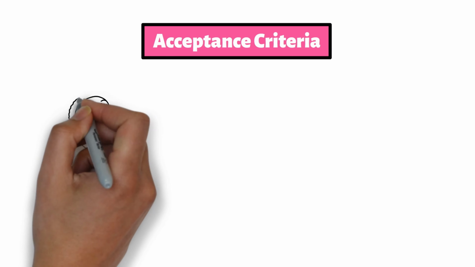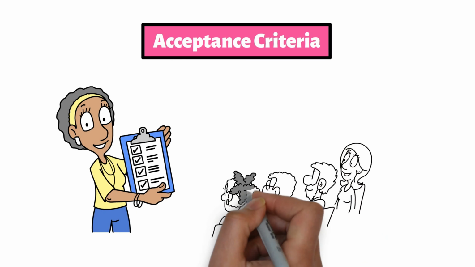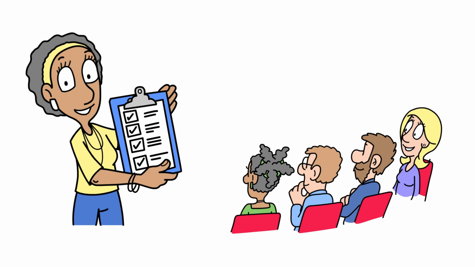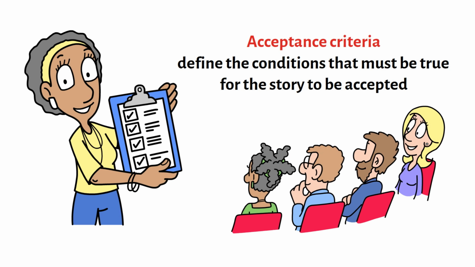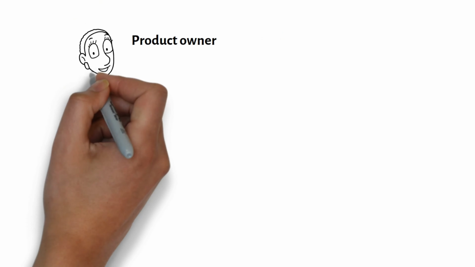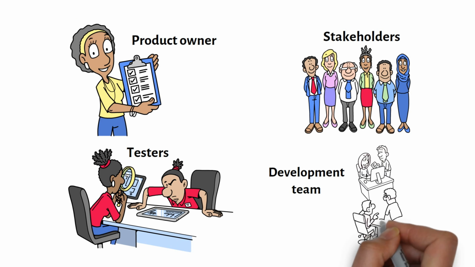If the user story explains the need, the acceptance criteria explain how the team will know that the need has been met. Acceptance criteria define the conditions that must be true for the story to be accepted. They help reduce misunderstanding between the product owner, stakeholders, testers, and development team. Let's continue with our example.